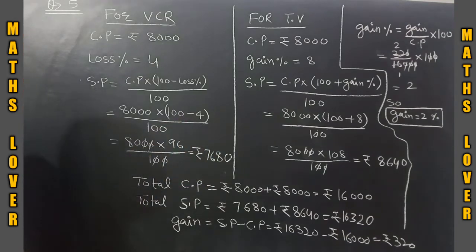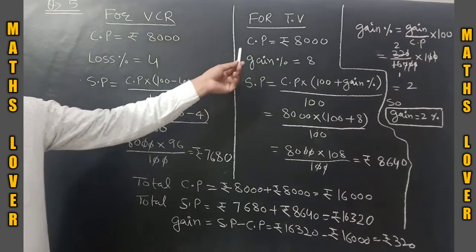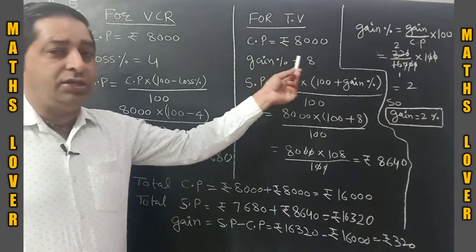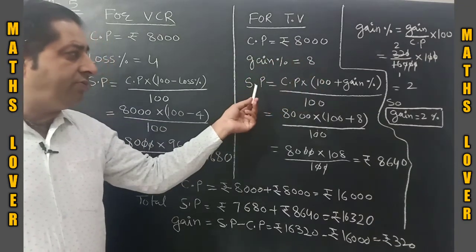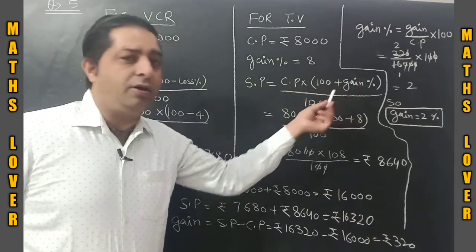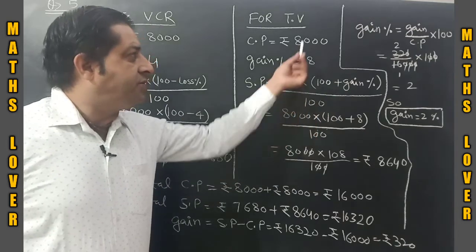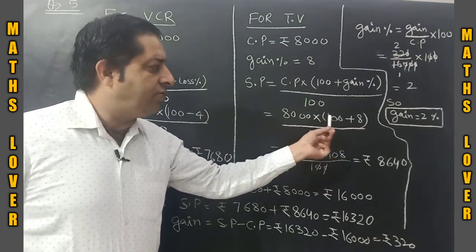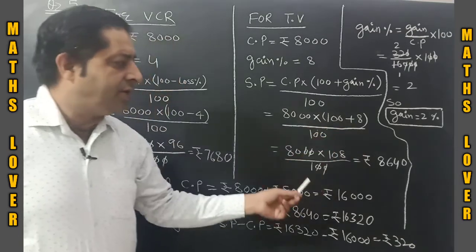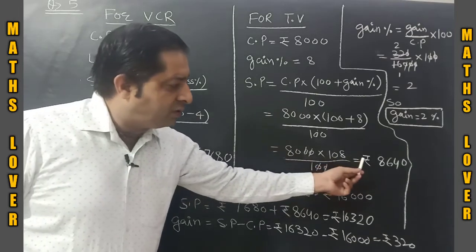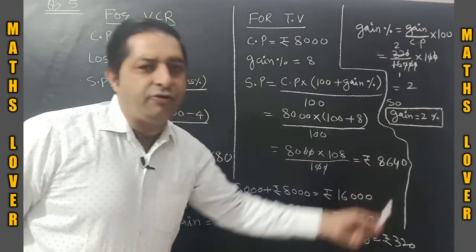7,680. Now for the TV, the cost price is again 8,000, but in this case there is a gain, and the gain is 8%. So now we will apply the formula of SP, that is CP into (100 plus gain percent) upon 100. CP is 8,000, gain percent is 8, so it becomes 8,000 into (100 plus 8) upon 100. Now this 0 cancels with this 0, and 80 into 108 is rupees 8,640.